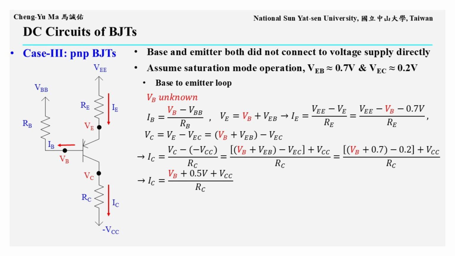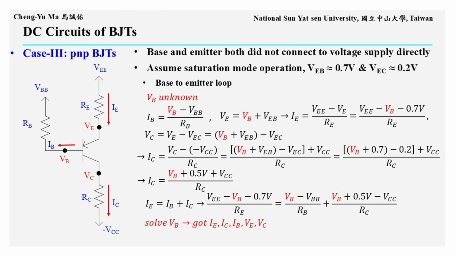After VC is written in terms of VB, the collector current is (VC minus negative VCC) divided by RC. Substituting VC equals VB plus VEB minus VEC gives IC equals (VB plus 0.5 volts plus VCC) divided by RC. Therefore, all terminal voltages and currents are now expressed using the single unknown VB. Finally, we use the terminal current relation IE equals IB plus IC to solve for VB. After VB is found, all terminal voltages and currents can be calculated.